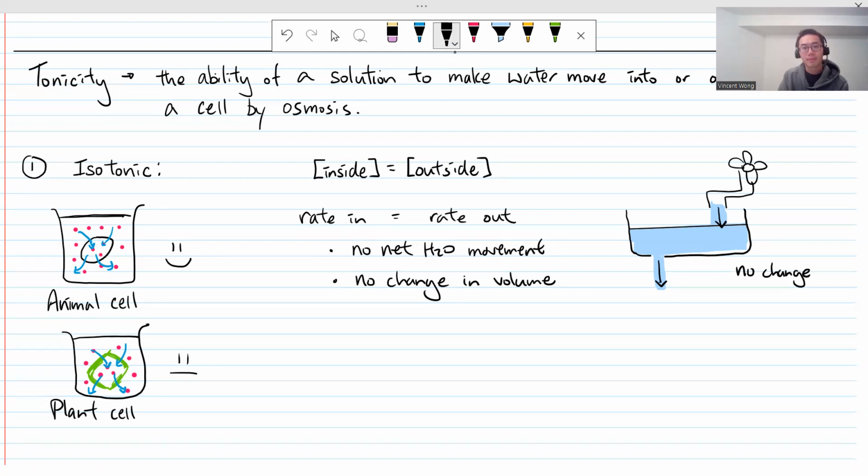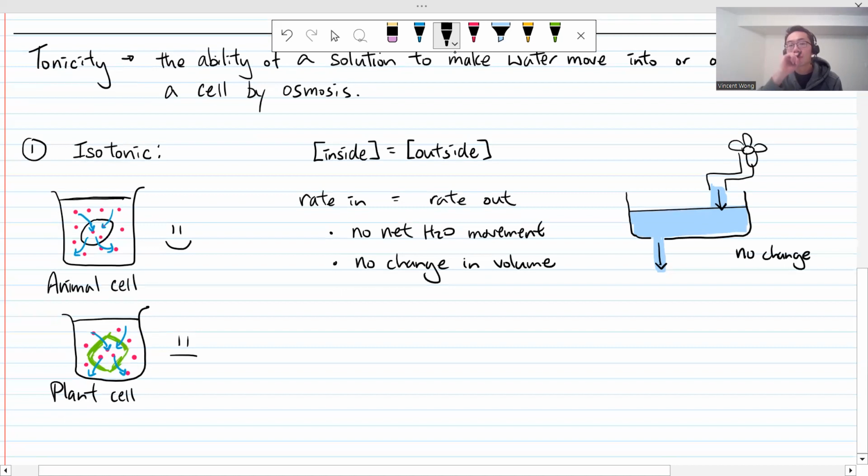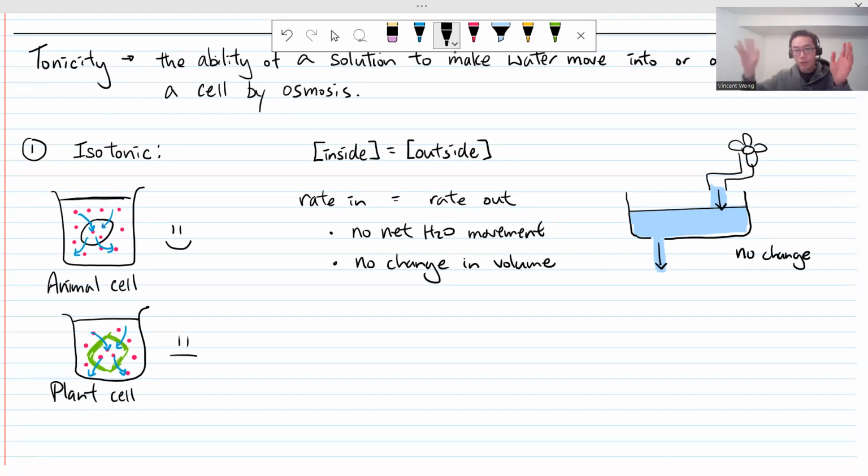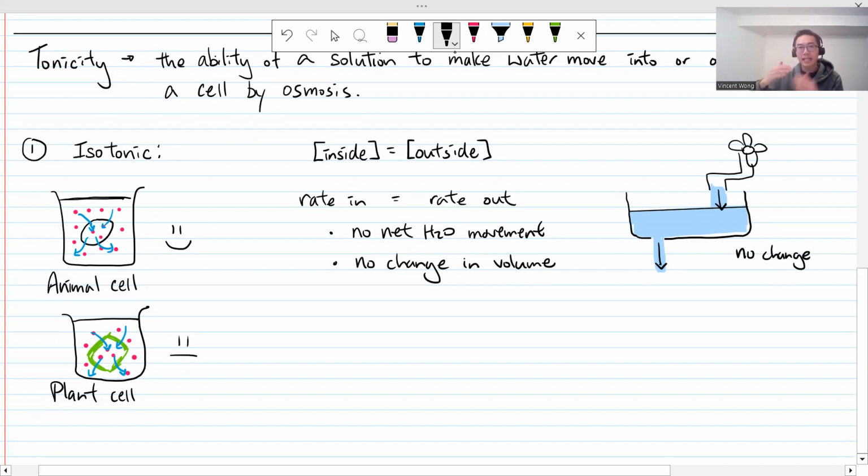Vincent, yes? Sorry, what's the no net H2O movement again? Okay, because the concentration of the red dots are the same outside and inside, the water is coming into the cell, but at the same time, the water is leaving the cell as well. So if you have the same amount of water coming in as it is leaving, then there's no net effect. Net means after you cancel everything out. Is that better? Yes, thank you. Okay, all right.